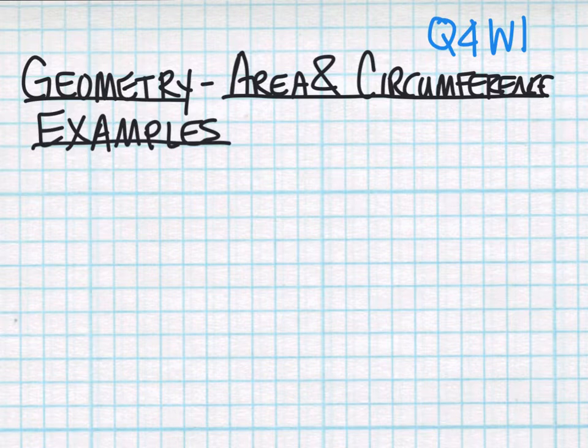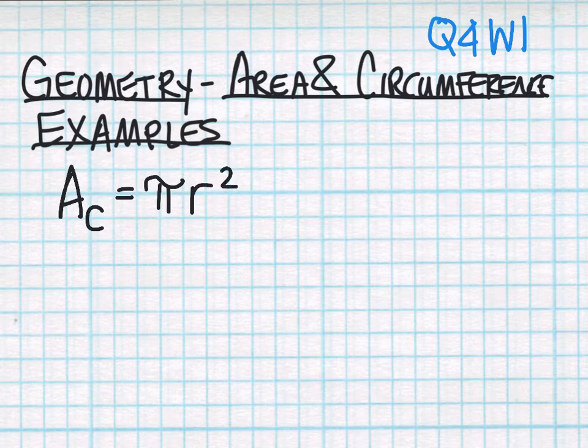Okay, so let's start by reviewing what our formulas are for area and circumference. So area for a circle, so I'm going to write a big A and then a little c, so that we know this is area for a circle, not for a triangle or something. Area is equal to pi times the radius squared. So remember, R stands for radius. And it's squared. So if this term is squared, that means the units on our answer will be squared.